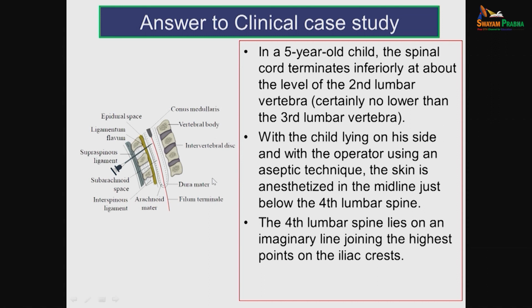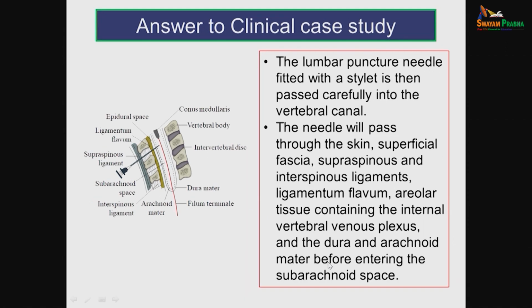So, it is better to perform a lumbar puncture below the fourth lumbar spine. The fourth lumbar spine, as I told you, can be easily identified by drawing an imaginary line joining the highest points of the iliac crest. So, you must pass the lumbar puncture needle. It is fitted with a stylet. It is to be passed into the subarachnoid space to get the cerebrospinal fluid for diagnostic purposes.